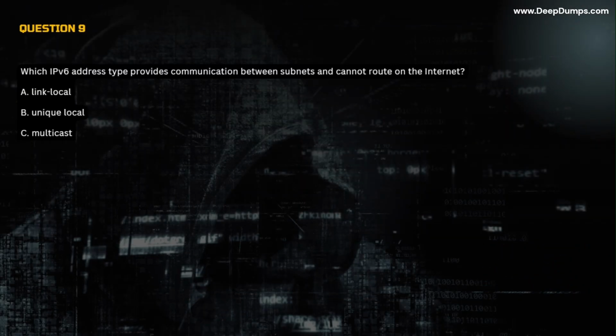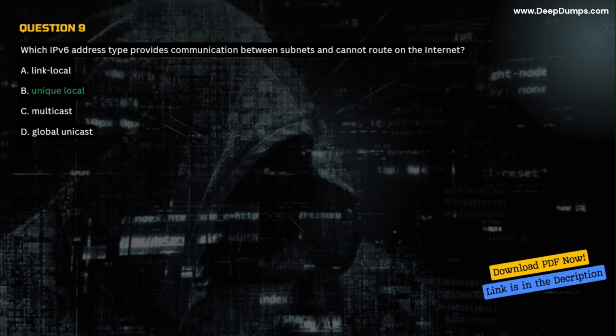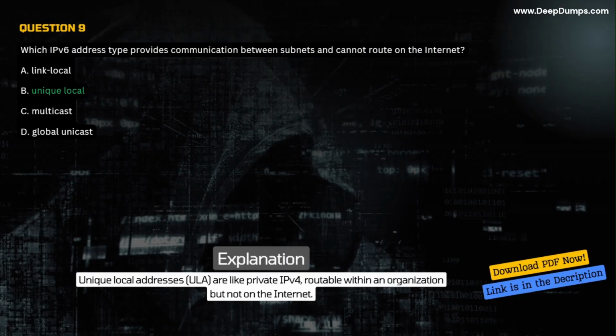Question 9. Which IPv6 address type provides communication between subnets and cannot route on the Internet? A. Link local. B. Unique local. C. Multicast. D. Global unicast. Correct answer B. Unique local. Explanation. Unique local addresses, ULA, are like private IPv4, routable within an organization but not on the Internet.